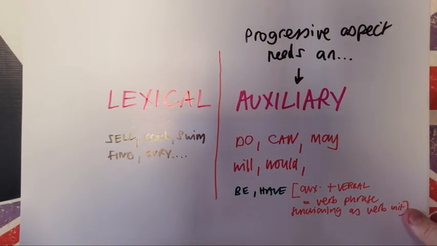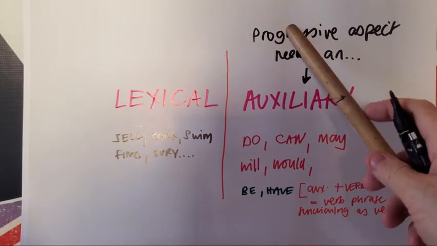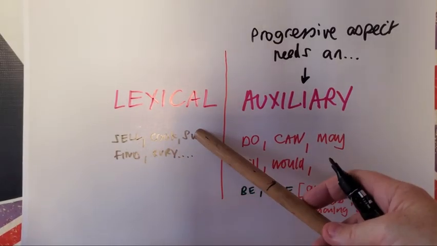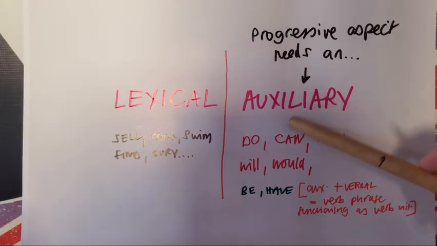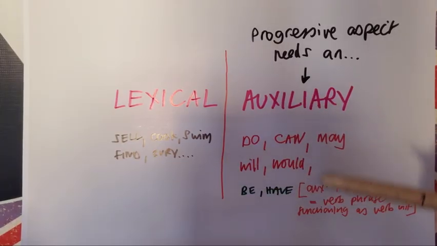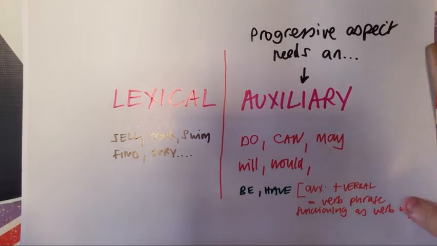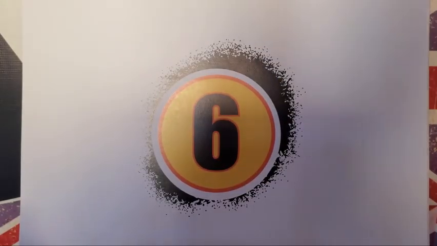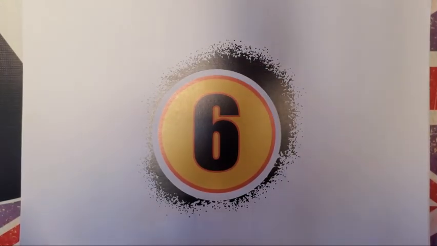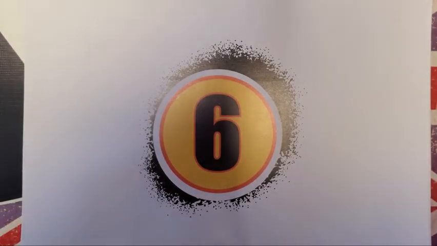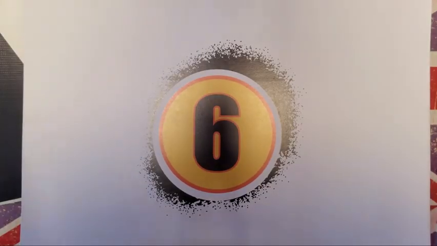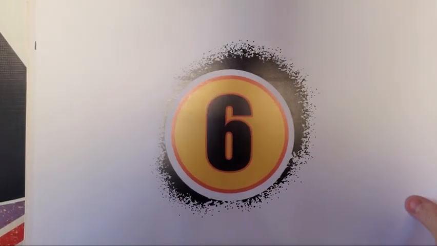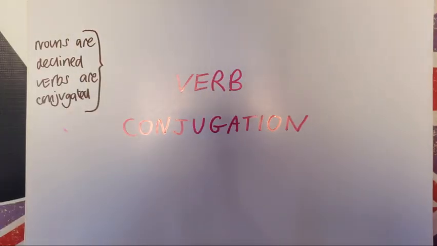Lexical and auxiliary, yeah. The lexical verb is just "I swim," and we add an auxiliary: I can swim, I would swim, I have swum. I'm going to leave that for the advanced course. We'll come back to that later on. So we've now reached step 6, of part 2, dealing with verbs. Verb conjugation.